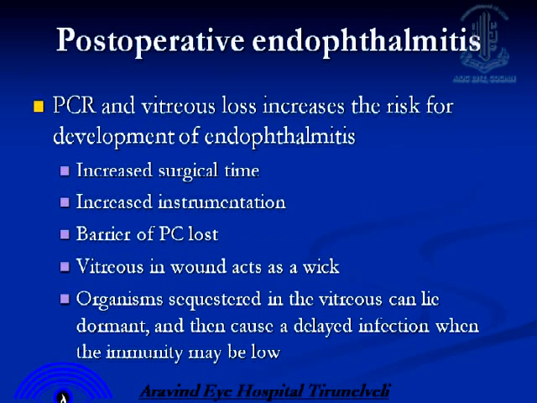PCR and vitreous loss increase the risk for development of endophthalmitis because of increased surgical time and increased instrumentation. The effect of the barrier is lost, as the posterior capsule is not there. Vitreous in the wound would act as a wick, and organisms sequestered in the vitreous can lie dormant for a very long time and then cause a delayed infection if the immunity may be low.